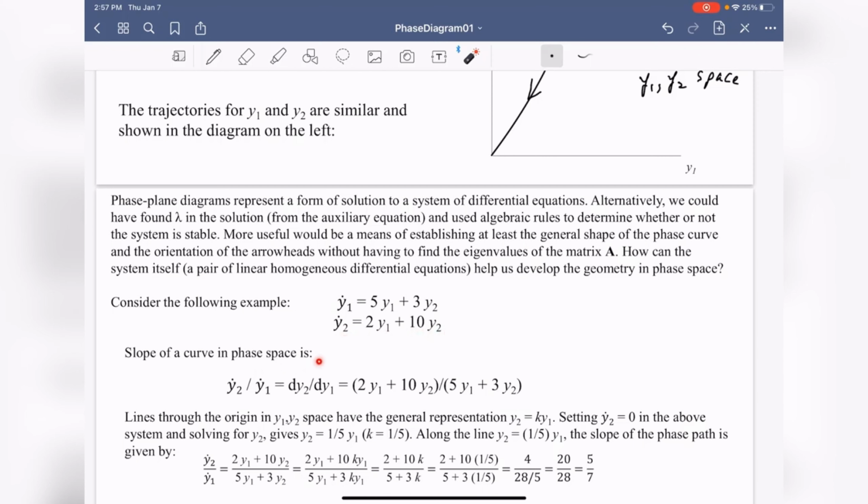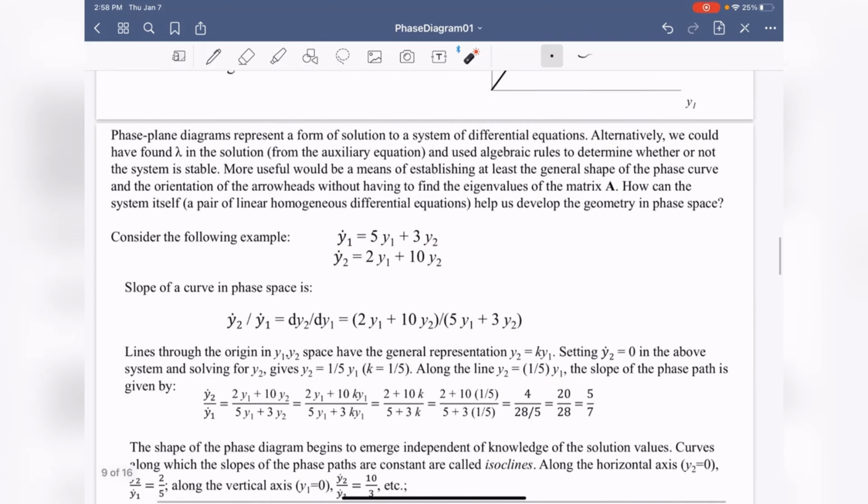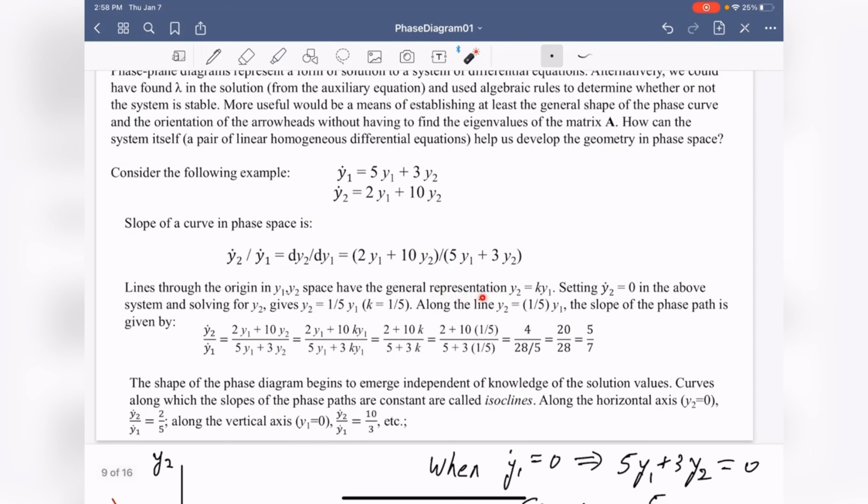The slope of a curve in phase space is given by y dot 2 over y dot 1. In other words, we get dy2 with respect to dt divided by dy1 with respect to dt, and the dt's cancel, and we get 2y1 plus 10y2, the y2 dot, divided by 5y1 plus 3y2, which is the y1 dot.